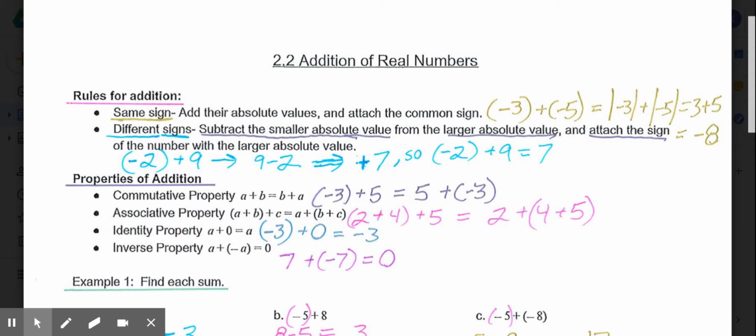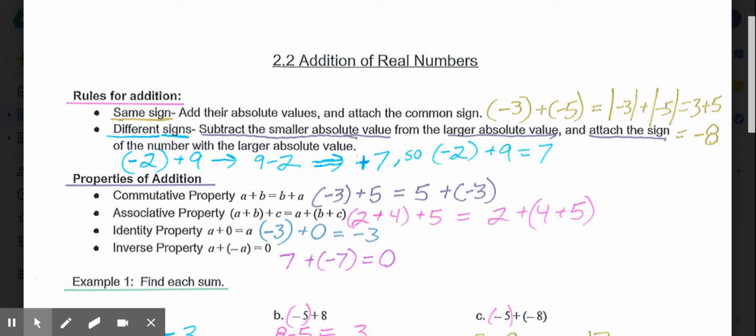So our first rule is dealing with two numbers that have the same sign, so both positive or both negative. The rule tells us to add their absolute values and attach the common sign. So we've always done something like 10 plus 20 equals 30. Both are positive, so we leave it as a positive.